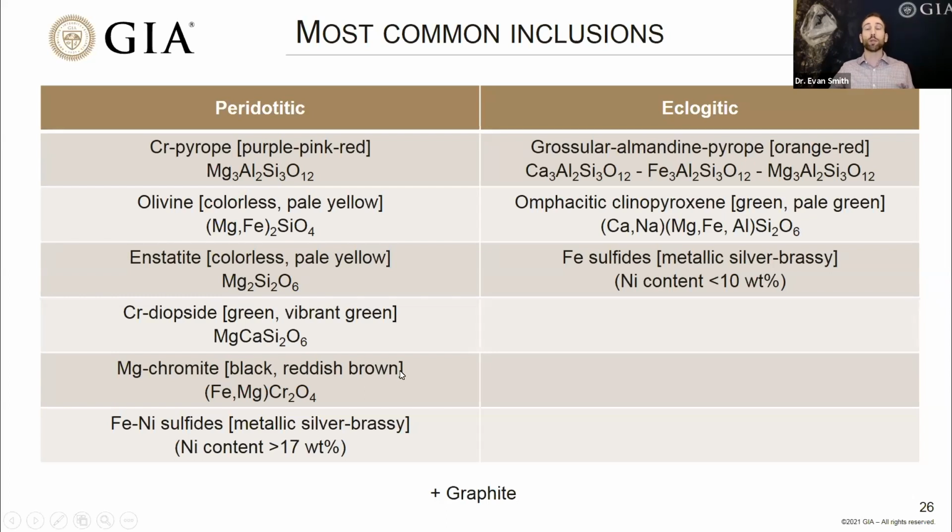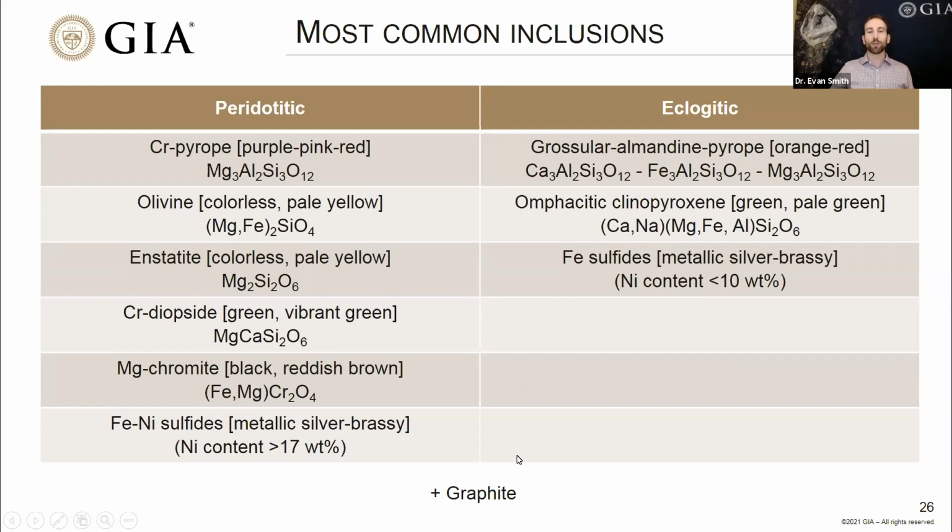For instance, if you see an inclusion that's green, well, there aren't too many things that are green. We've got 2 options listed here. One is chrome diopside, and it's usually a vibrant green color. And the other thing is clinopyroxene, omphacitic clinopyroxene. And it can be green or it can be very, very pale green, almost colorless in some cases, especially if it's very thin. But we've only got 2 real good options if something is green. So that gives us a way to simplify it, at least if we want to make a guess as to the identity of any given mineral inclusion.